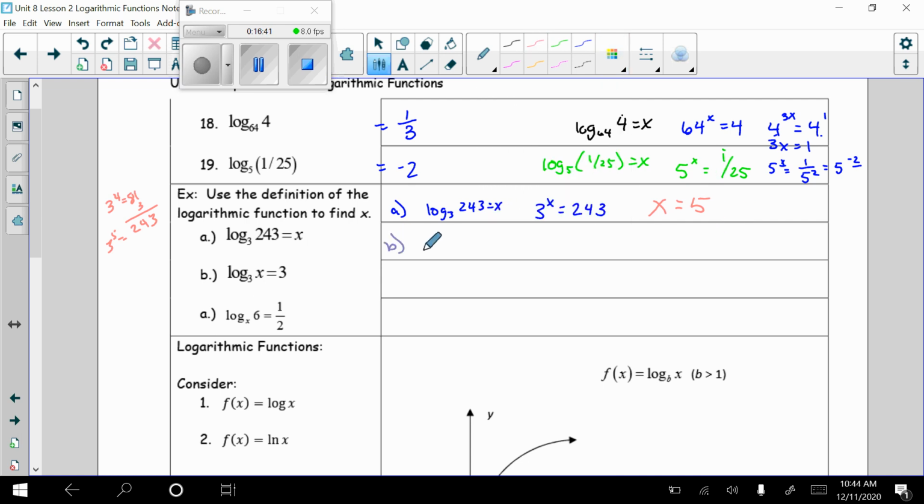All right, on part B, go ahead and try this one on your own. Okay, so 3 to the 3rd equals x, so you just have to cube that, and x is 27. All right, so these a lot of times bring back things we've already done. For example, log base x of 6 equals 1/2 would convert to x to the 1/2 power is equal to 6. We've dealt with rational exponents before. To get rid of that, you're going to raise it to the power of its reciprocal. So to do that to both sides, x equals 36.